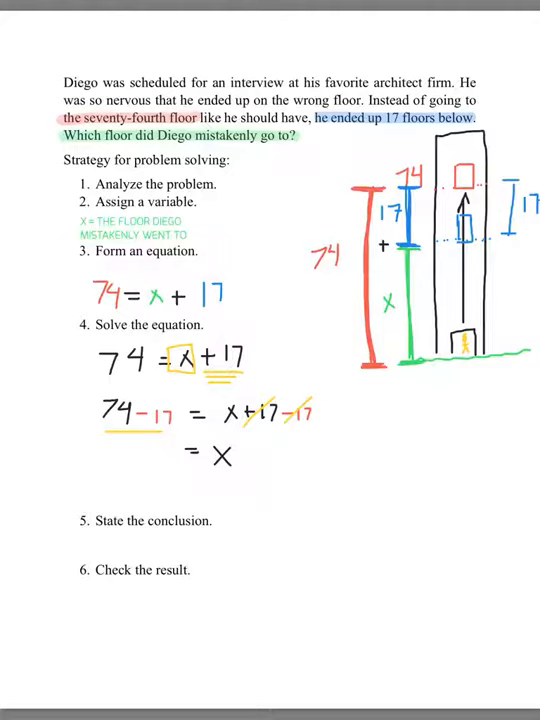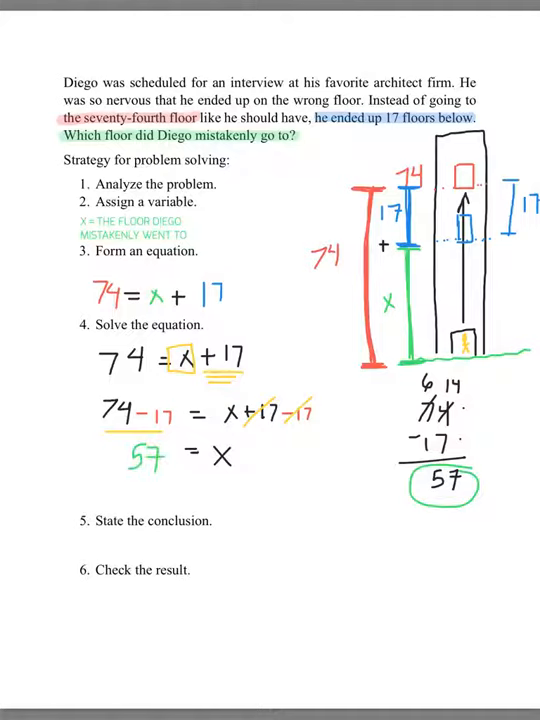We'll do that off to the side as scratch work. 74 minus 17. I'm going to have to do 4 minus 7. 4 is less than 7, so I can't do that, so I need to borrow from the 7, which now becomes a 6, and our 4 becomes a 14. So 14 minus 7 leaves us with 7. And now we have 6 minus 1, which is 5. So we get 57. Then Diego mistakenly ended up on the 57th floor.